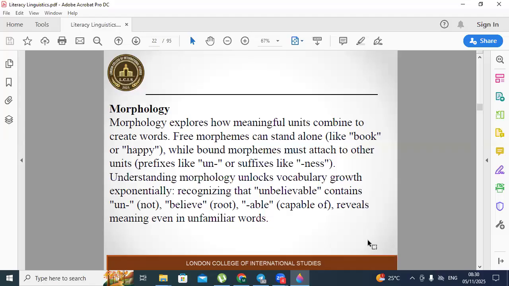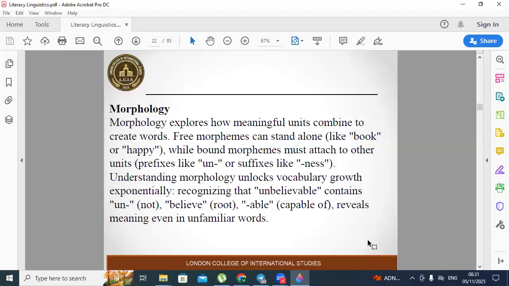Understanding morphology unlocks vocabulary growth exponentially. If you recognize that unbelievable contains un meaning not, believe the root, and able meaning capable of, you can figure out the meaning even if you've never seen the word before: not capable of being believed. This morphological analysis is a powerful word learning strategy. It works across thousands of words.